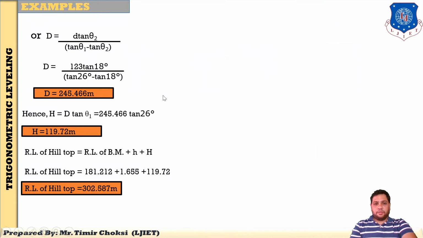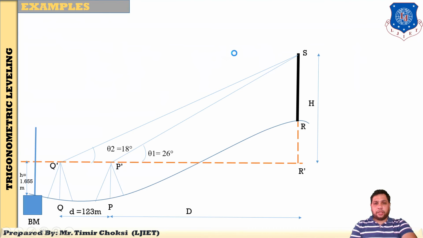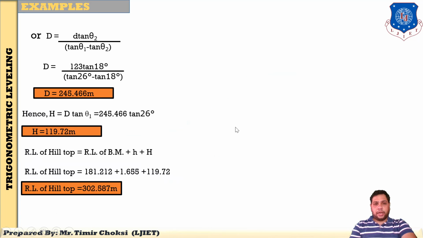Now, step number 2, after writing the data, draw the figure. You know that there are two instruments P and Q. Distance is given as 123. Capital D you have to find. H is unknown, meaning H you have to find. Theta 1 is given, theta 2 is given, staff reading is given, all the data is given. So first draw the figure and put all the notation and the values which are given in the example. Now you know that you have to find the capital D, H and RL.